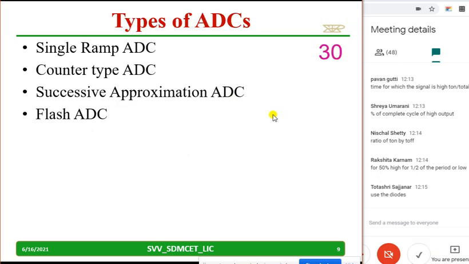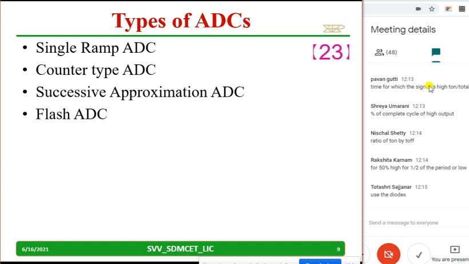Those are single ramp A to D converter, counter type A to D converter, successive approximation A to D converter, flash A to D converter. We have a dual slope A to D converter. One more is there. Take 20 seconds, just copy down.